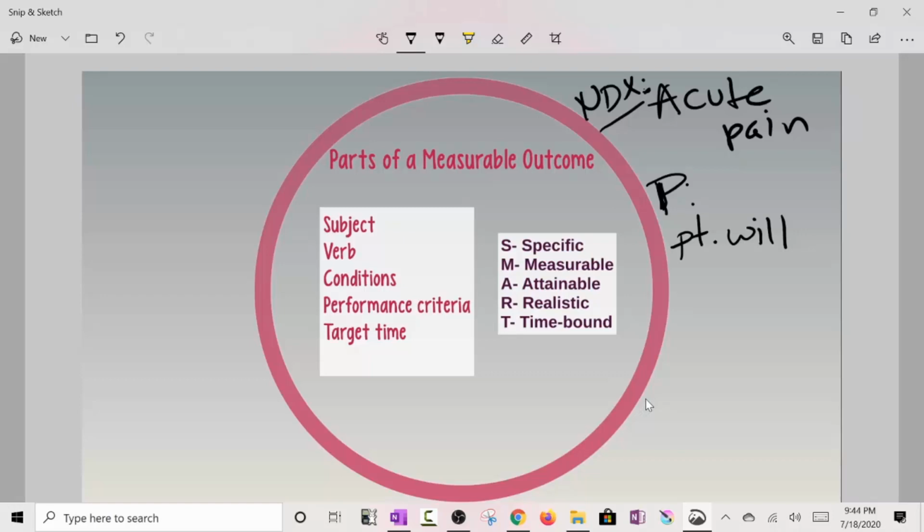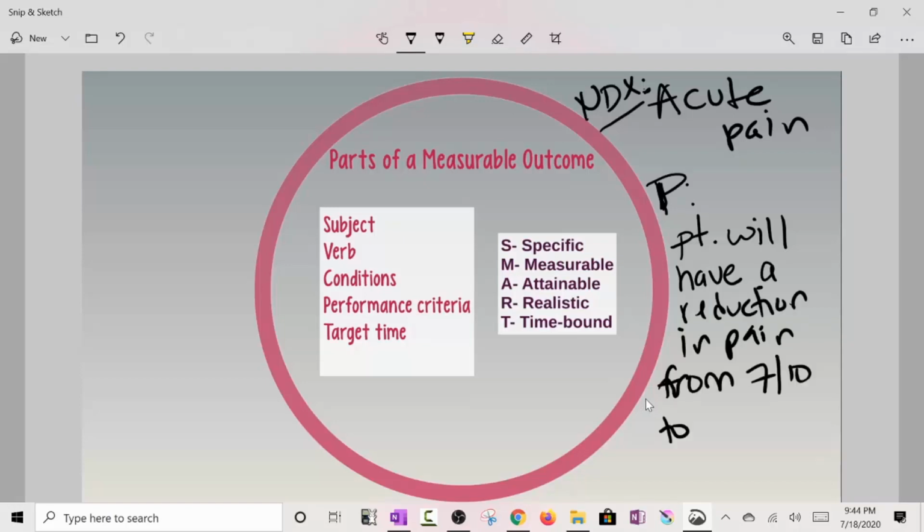What goal goes along with acute pain? We talked about it a few slides ago. Remember, it was a reduction in pain. So, patient will have a reduction in pain from 7 out of 10 to a 4 out of 10 after pain medication administration. Okay?